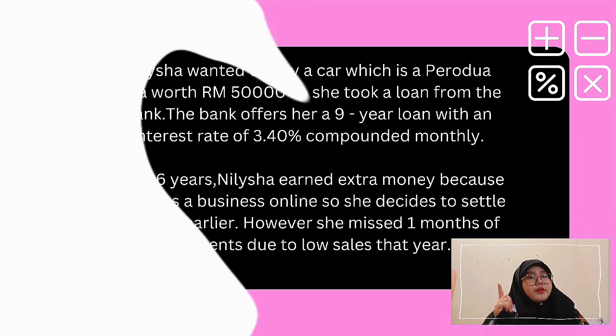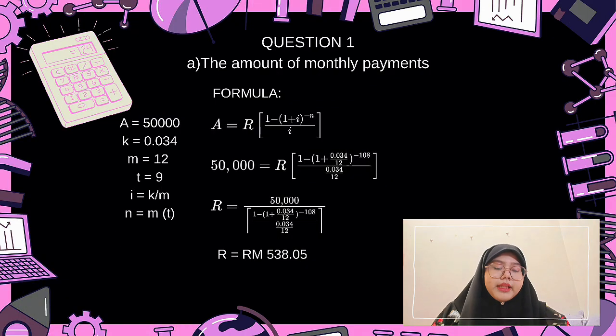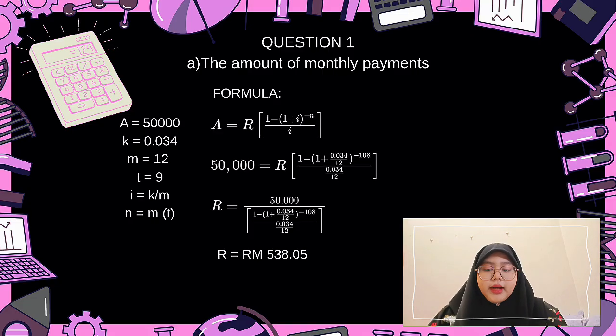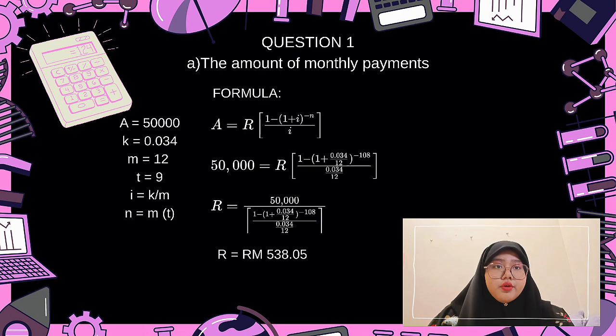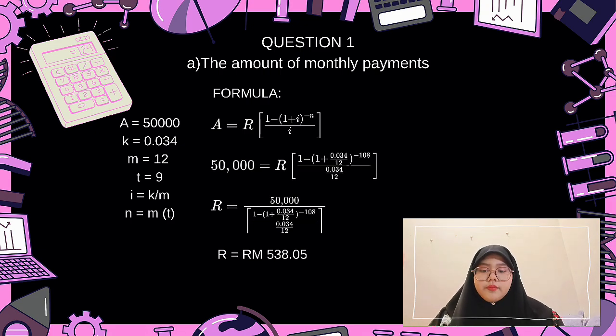So let's look at the first question. Question 1A, the amount of money payment that Nilisha needs to pay. Like we can see in the slide, we use the formula A equals R in bracket 1 minus (1 plus i) to the negative power of n, division i. The reason why we use this formula is because we know 50,000 is the present value, so the present value is A. So i is equal to 0.034 division 12, and n is 12 multiply 9, and we get 108.